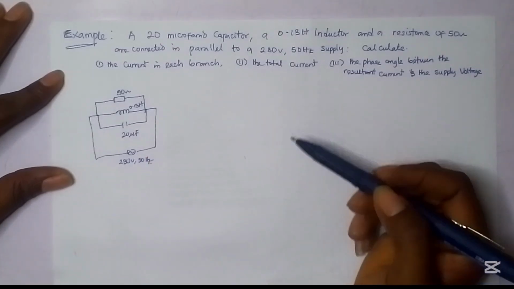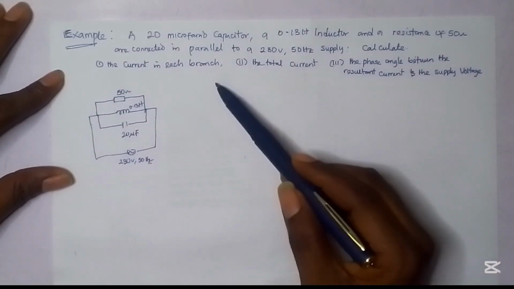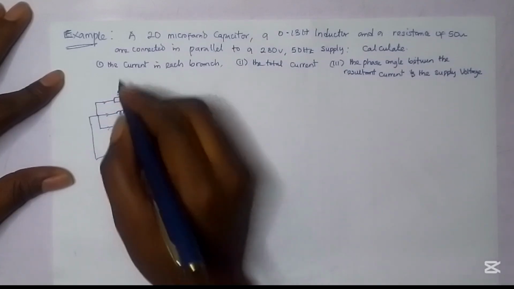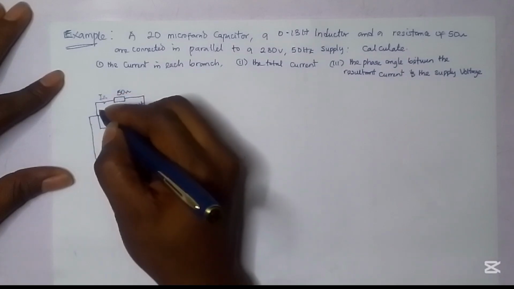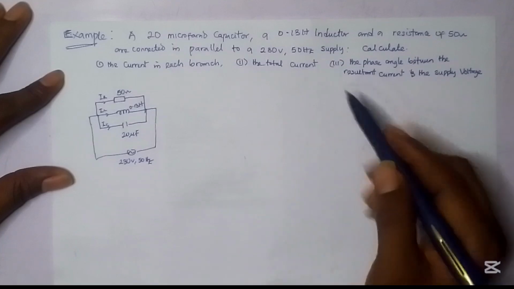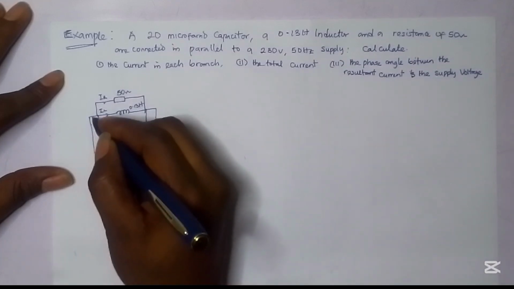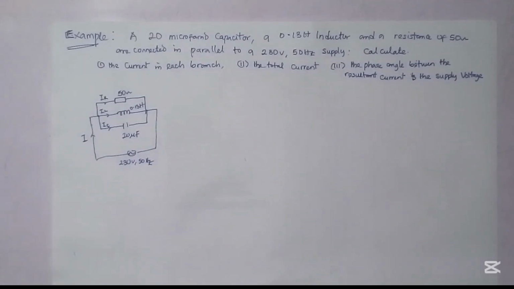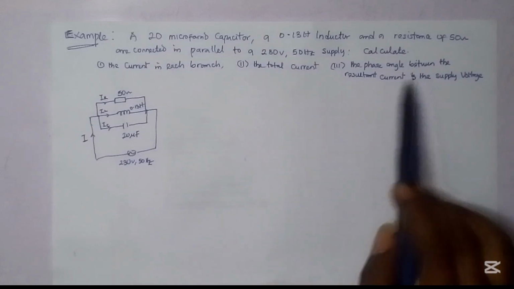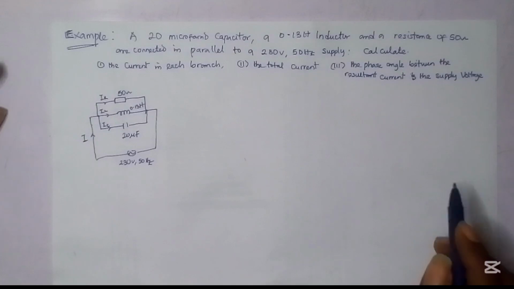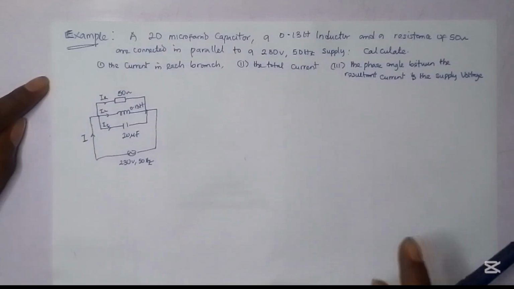So we are asked to calculate the current in each branch. That means the particular value of current that flows in each branch. So let's say they are IR, IL, and IC. And at the end of the day, we want to get the total current, which is obviously I, that is flowing into the system. From there, we can get the phase angle between the resultant current and the supplied voltage. So let's jump right into it by calculating first the current in each.